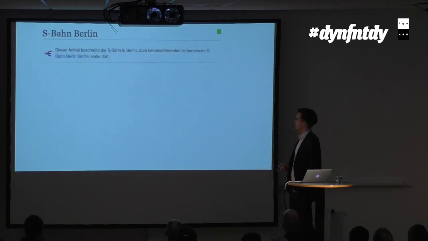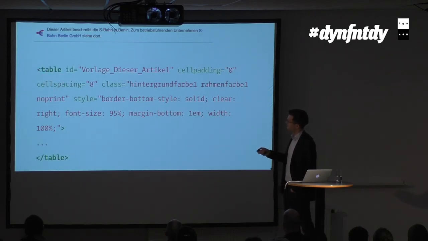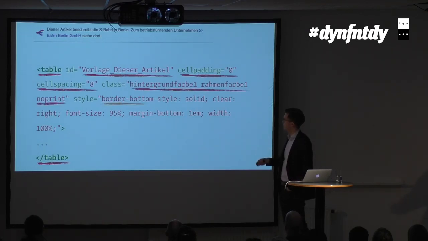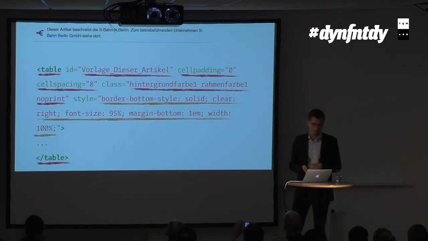Well, can't be that hard to reformat this one thing, right? Well, it's a table. It has some unsemantic class names, it has inline styles that mess up the layout that I really don't want in my app. So how do I do this without breaking anything?